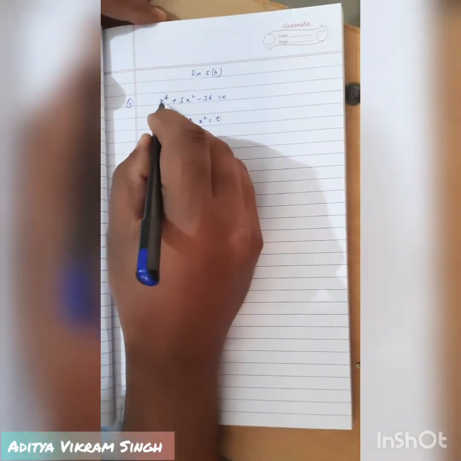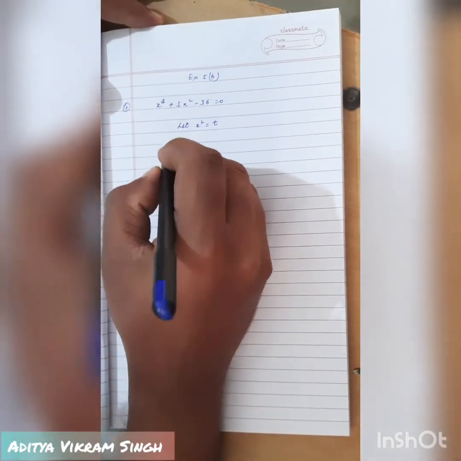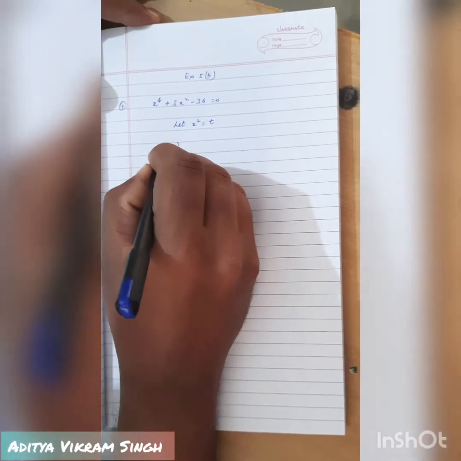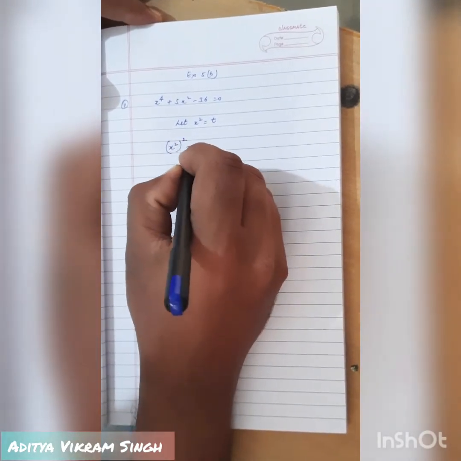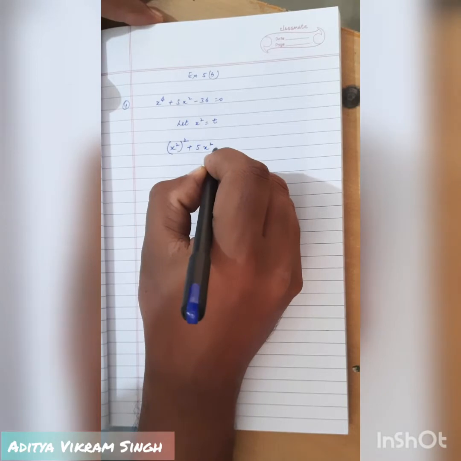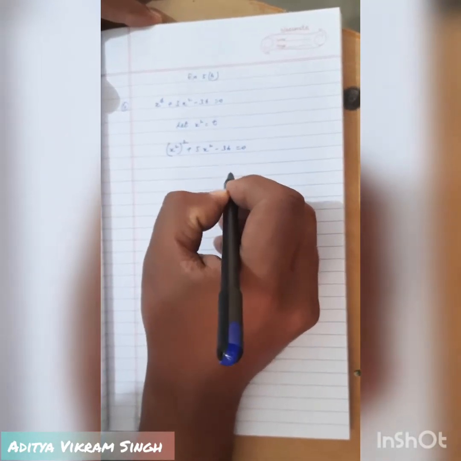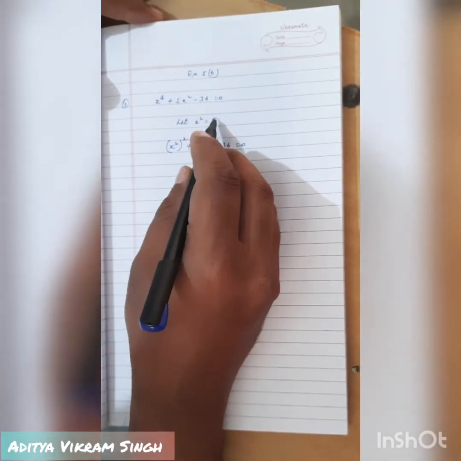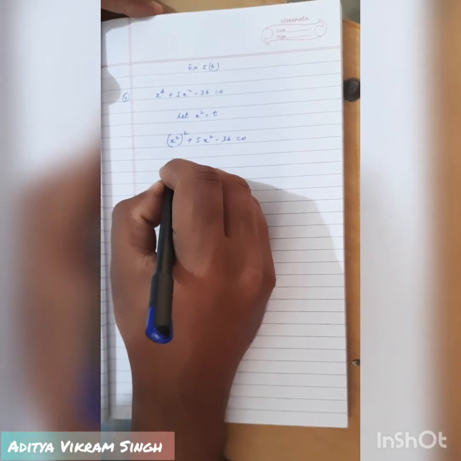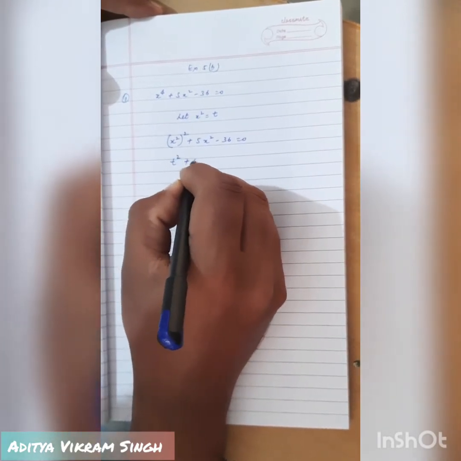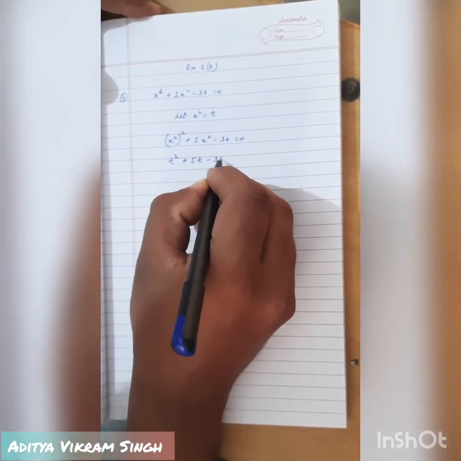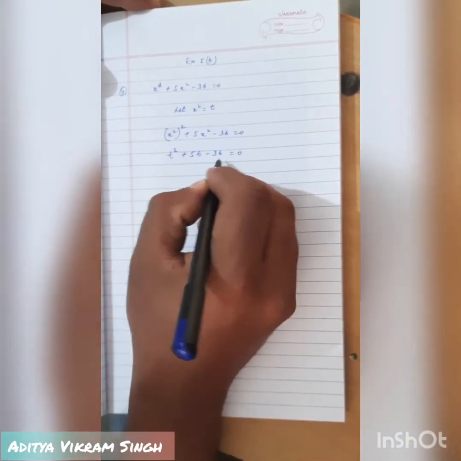So x to the power 4 we can write as x square to the power 2, and 5x square minus 36 is equal to 0. In the place of x square we can put the value of t. So this is t square, this is 5t and this is 36. Then it becomes a general quadratic equation.